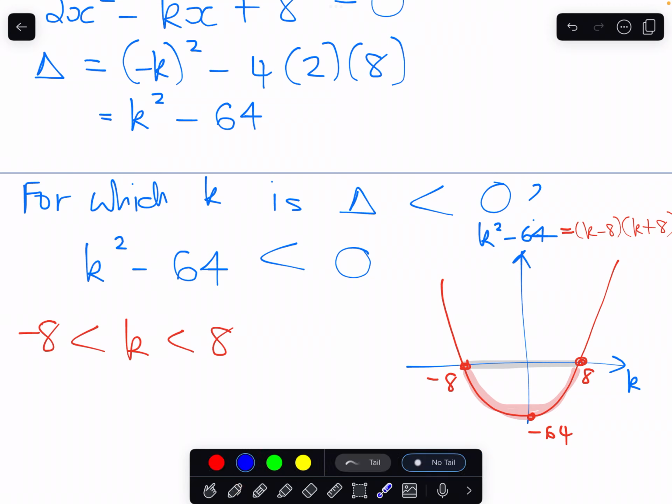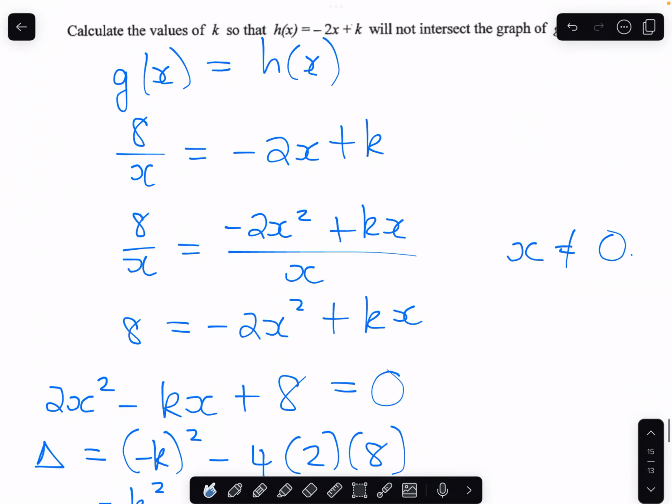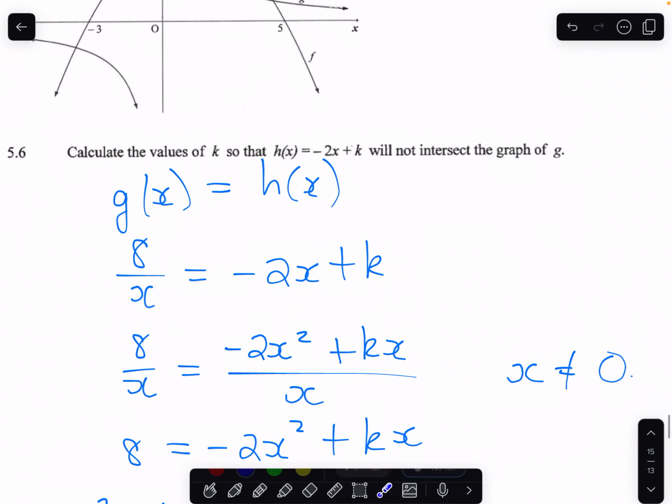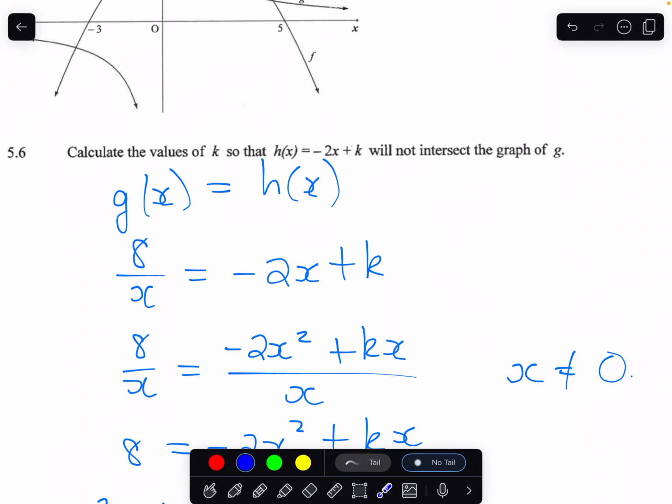Do we include these two? Well, when k is equal to this or this, then k squared minus 64 is 0. We are looking strictly for the places where k squared minus 64 is smaller than 0. So no, we do not include these two. So that is our answer. That tells us that when k is somewhere between -8 and 8, then the straight line doesn't intersect with the graph of g.